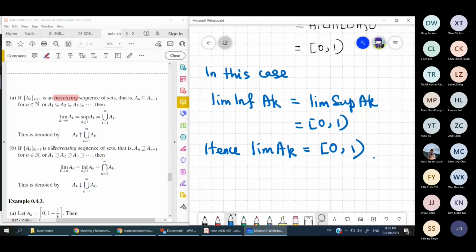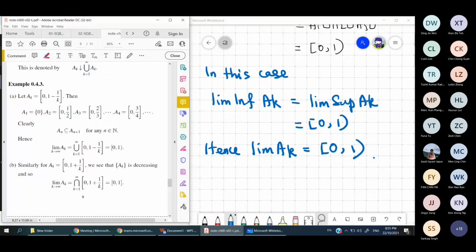Similarly, a sequence is decreasing when A1 contains A2, A2 contains A3, and so on. This one is an increasing sequence. When we have an increasing sequence, taking the union of all the AK will be the limit. The limit always exists. When we have a decreasing sequence, we just take the intersection. That's always the limit for it.